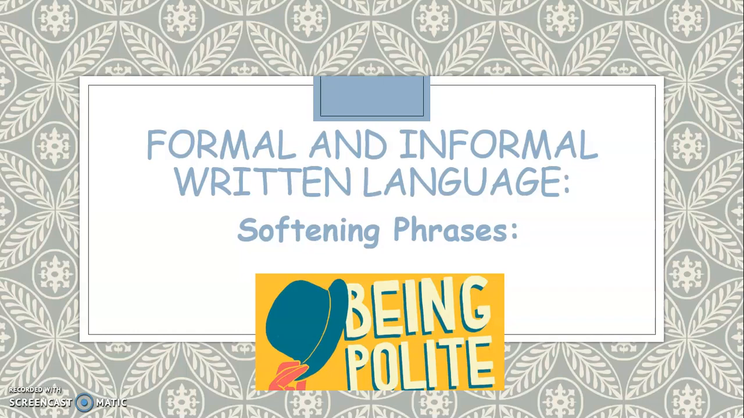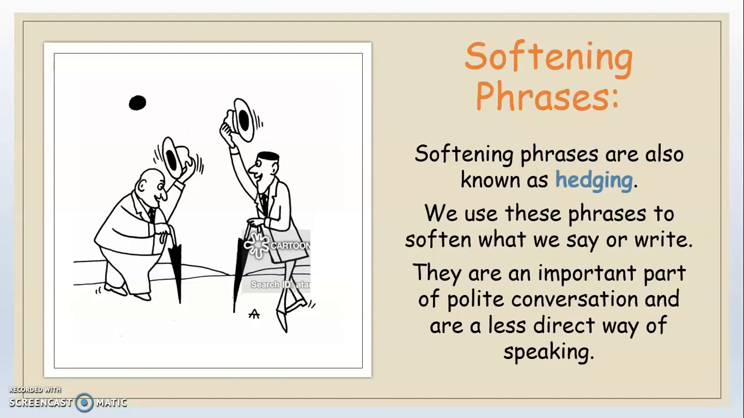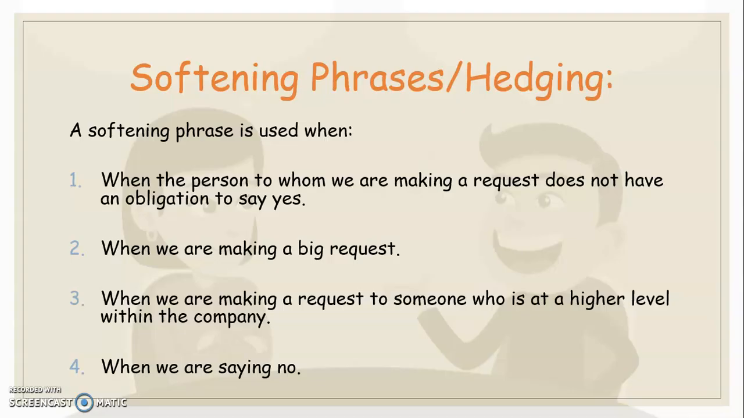We are going to look at softening phrases. What is a softening phrase? Well, softening phrases are also known as hedging. We use these phrases to soften what we say or write. They are an important part of polite conversation and are a less direct way of speaking.